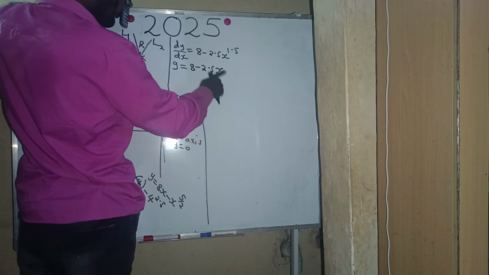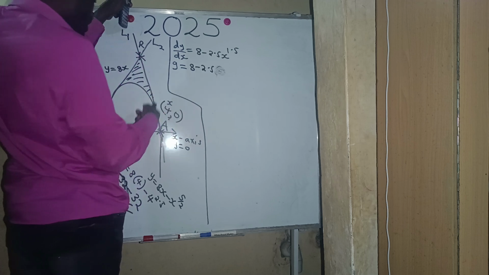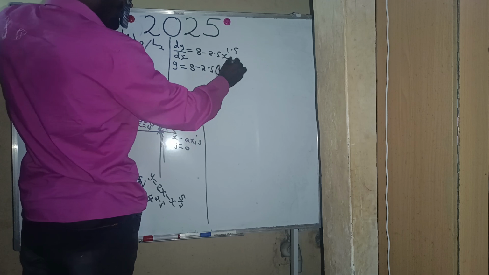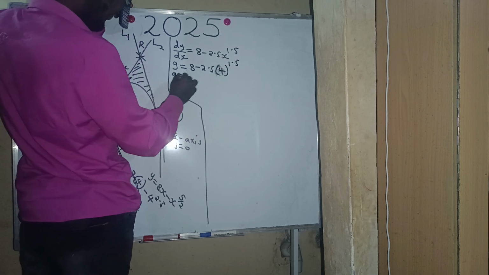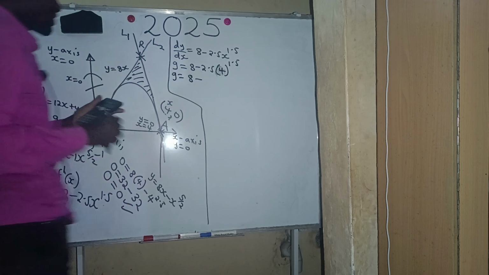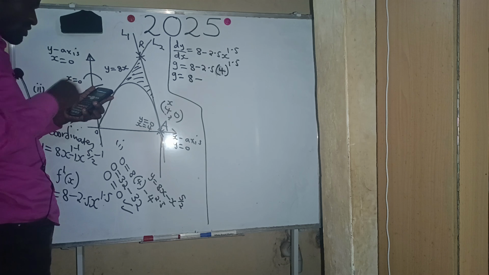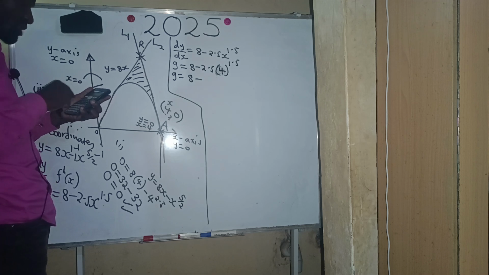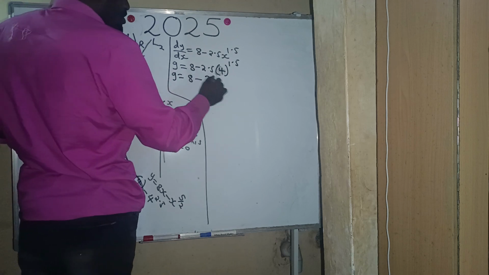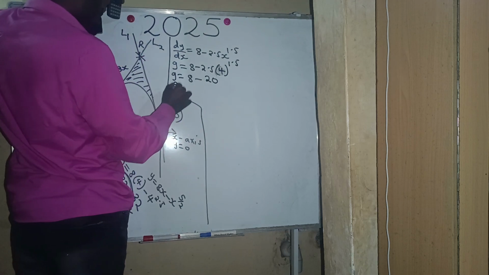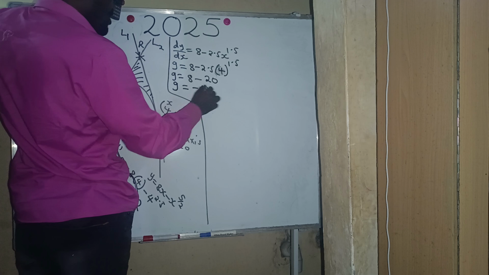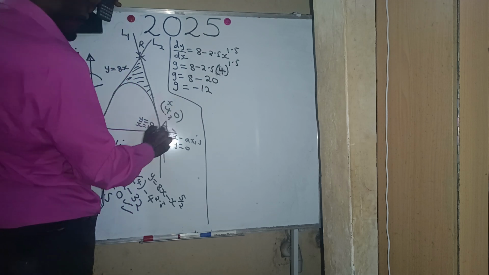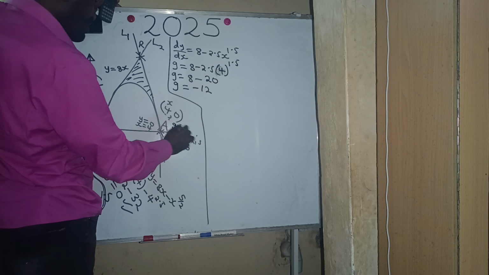Of course, you know very well, x is now 4. So 2.5 into 4 raised to 1.5. So g is equal to 8 minus, so we shall say 4 raised to 1.5, that is 8. So 8 times 2.5, that is 20. This is 20. So meaning at that point, the gradient of the curve is negative 12. And once we know the gradient of the curve at that point is negative 12, the g is negative 12.